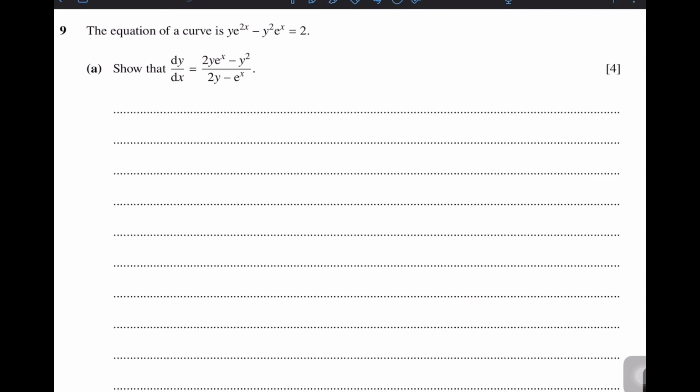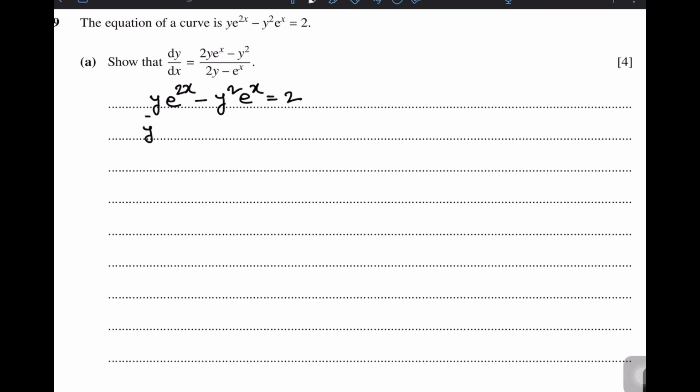This is question number 9. The equation of the curve is given. We need to prove this one. So let me copy the question again: y e to the power 2x minus y square e to the power x equals 2. Here we must apply the product rule.